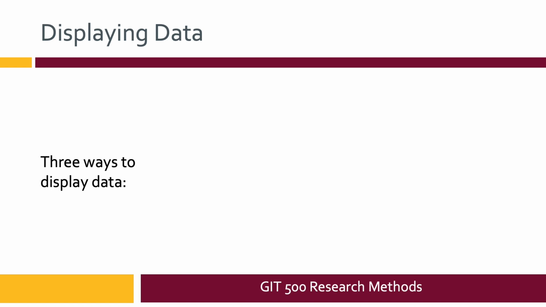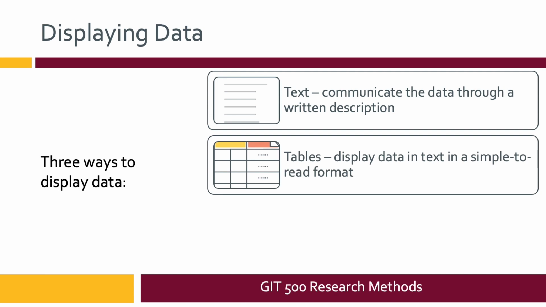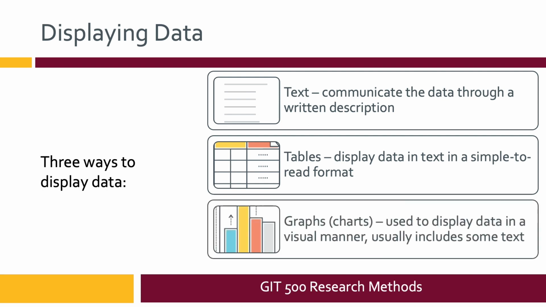There are three basic ways to display data. You can display it through text. You can communicate it through text in a written description. You can show it in a table that shows anything, text and data, in a simple to read format. Or it could be put into a graph, also called a chart, which is used to display data in a visual manner, and it usually also includes some text.